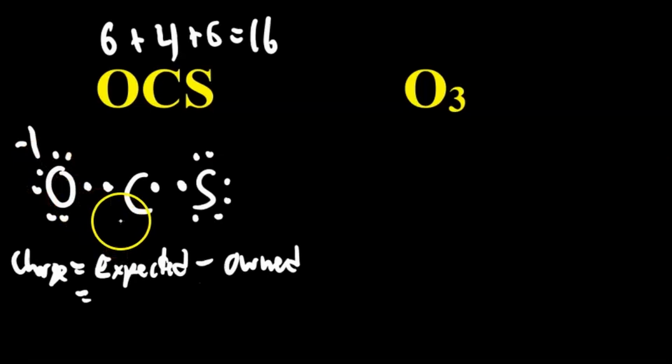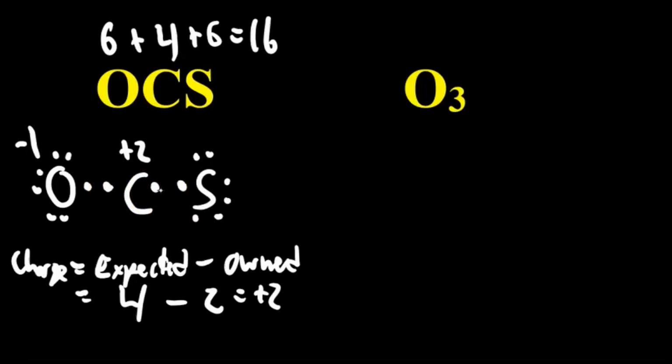The carbon, we expect there to be 4 based on the periodic table. See, we have 4 here. It owns 2, 1 from each bond. So that means it has a charge of +2. And the sulfur, we expect there to be 6 based on the periodic table. And it owns 1, 2, 3, 4, 5, 6, 7. It owns 7, so its charge is -1.